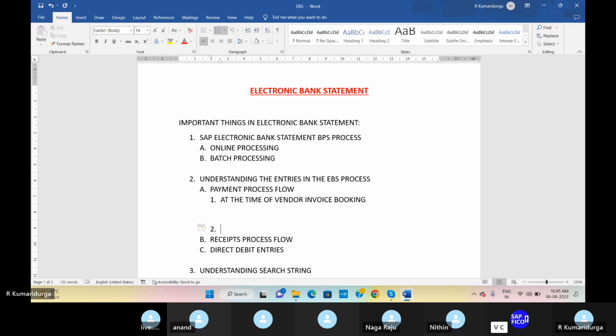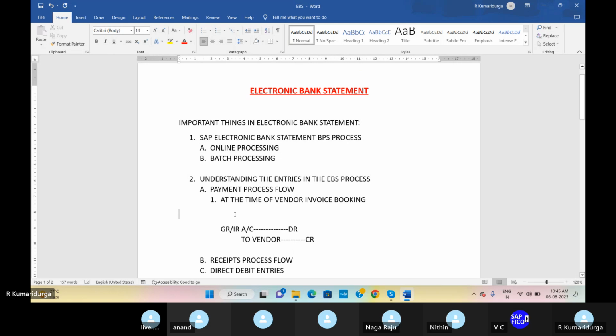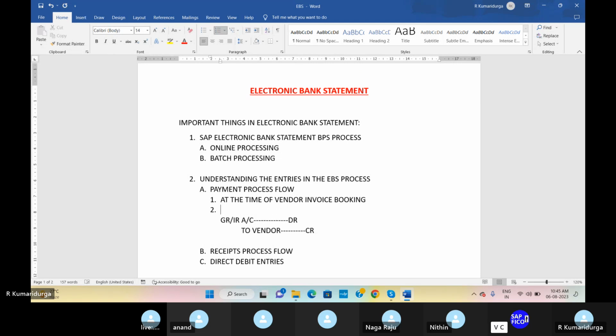Okay, what is that entry? GR/IR account, goods receipt or invoice receipt, debtor, to vendor account creditor. They will ask you the entries, all of you, so that is why I'm giving you these things.